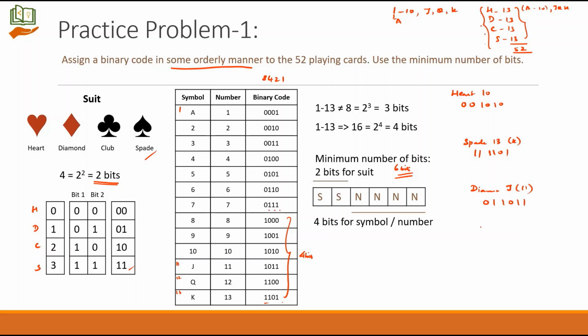Then we will go for club ace. That is 1, so club is 1, 0. A is 000, 1. So this is how we will be representing the cards in binary code.